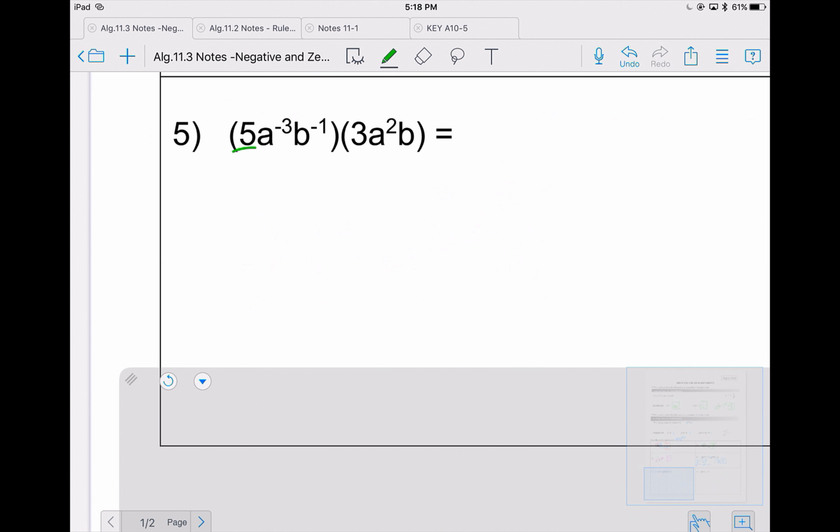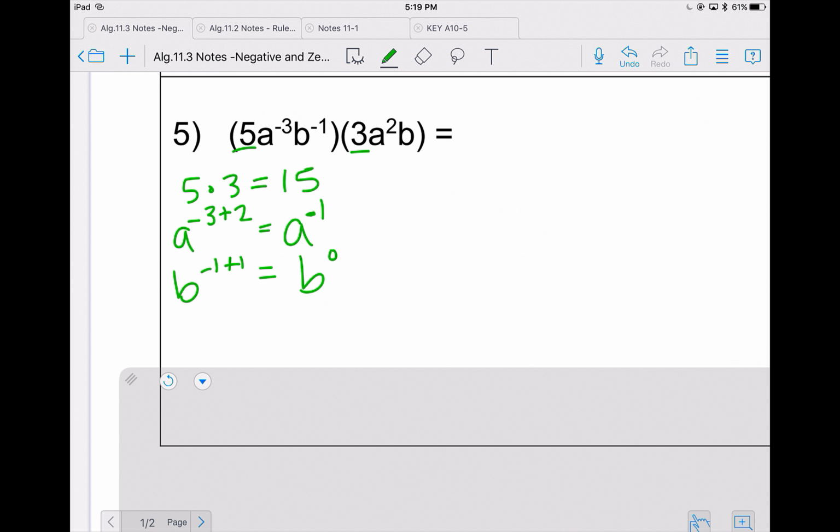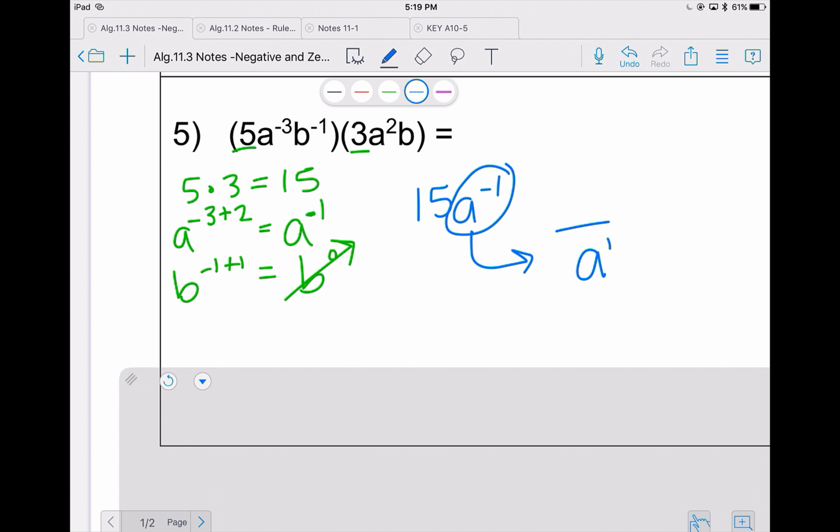So 5 is very similar. Multiply the big numbers. 5 times 3 is 15. We have a to the negative 3 plus 2, which is negative 1. And then b to the negative 1 plus 1, which is 0. So remember, anything to the 0 power cancels. So right now I have 15a to the negative 1. My a is unhappy where it is, so it wants to move to the bottom. 15 is fine where it is, so 15 will stay. And then a becomes a positive when we move it to the bottom.